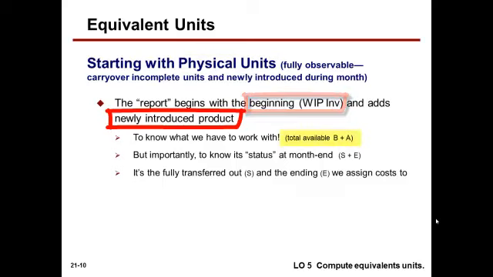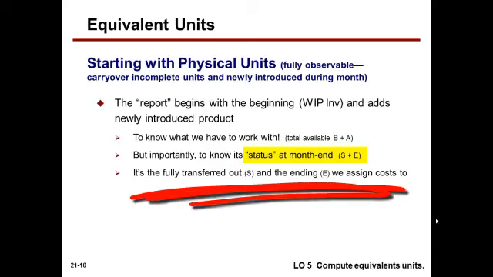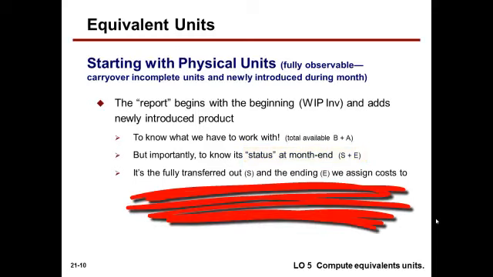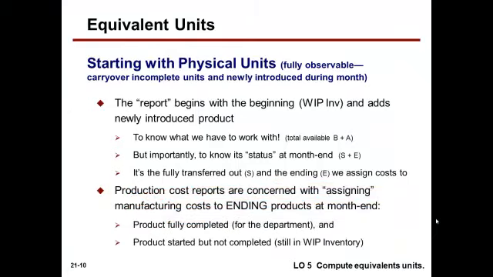But importantly, we need to know its status at month end, that which is still on hand, not yet complete, the E, and that which is subtracted out, fully completed. It's the fully transferred out items, the S, and the ending inventory E that we assign our costs to at month end. So our production cost reports are concerned with assigning our manufacturing costs to these ending products at month end, that which is fully complete, and that which production was started but not complete, still in work in process at that month end.